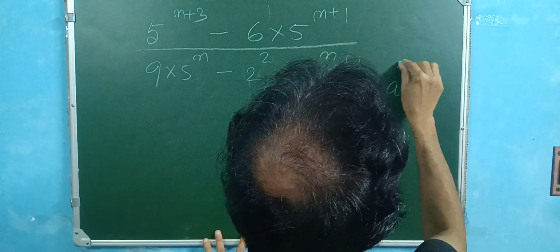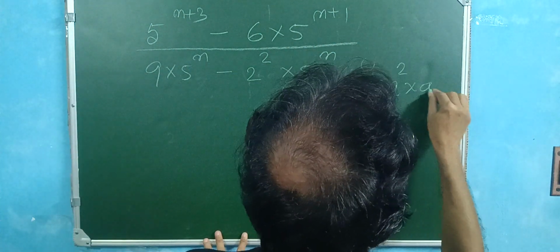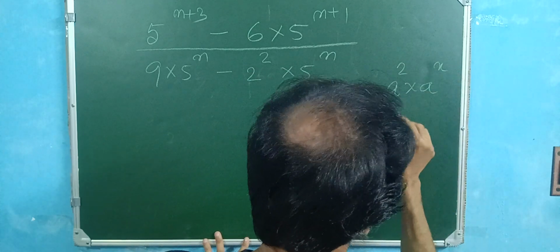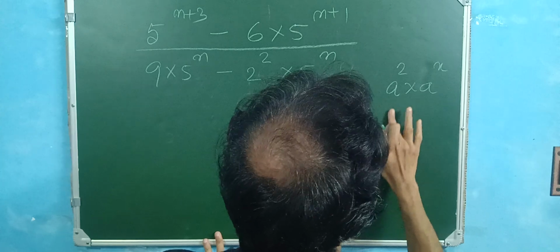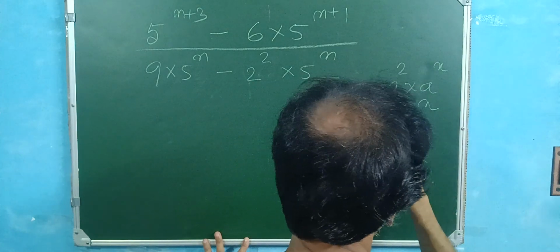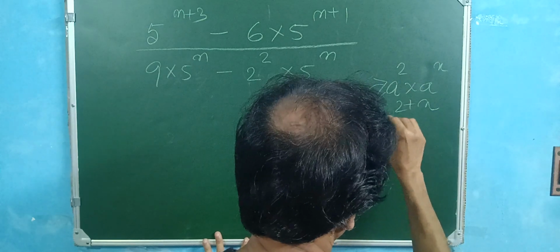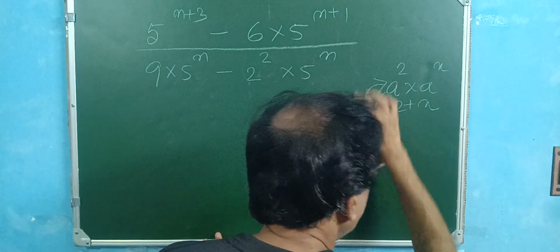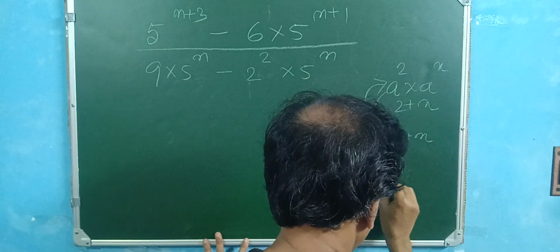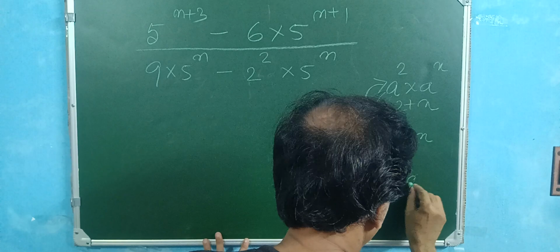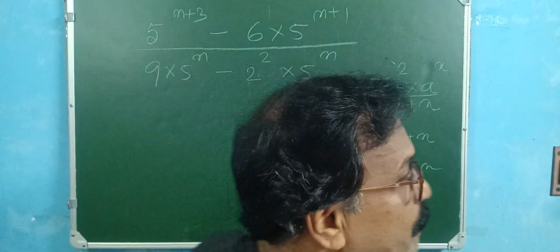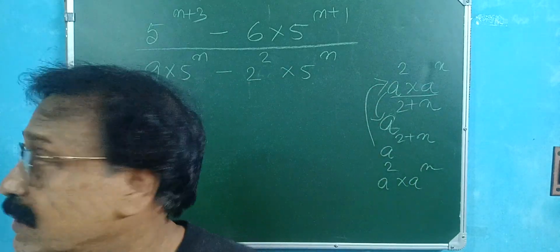Suppose a to the power 2 into a to the power x. What is this? When the bases are same, the powers will be added. Sorry, a to the power 2 plus x. You know already, very important thing. From here to here you just come. So a to the power 2 plus x is the same as a square into a to the power x. In this way you just apply here. The very important thing is this.